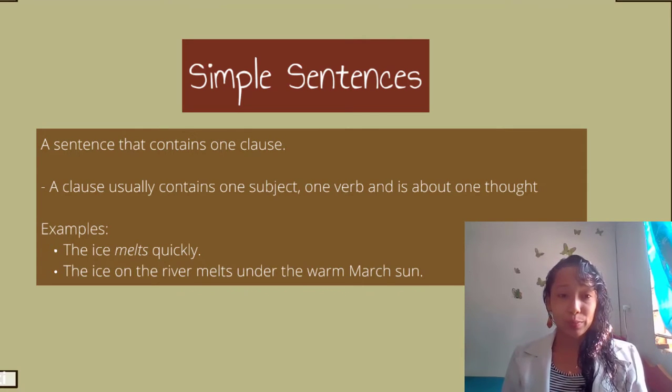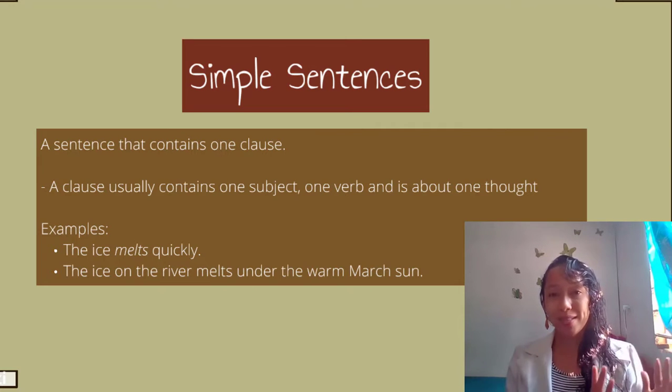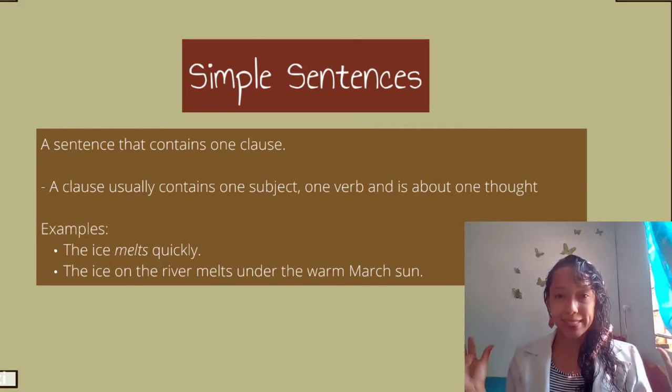Here is another example. The ice on the river melts under the warm March sun. Similarly, if you notice, there is a subject, ice, there is a verb, melts, and there is one complete thought. That is what a simple sentence is. It doesn't matter how long the sentence is, as long as it has subject, verb, and one idea. One subject, one verb, one idea.